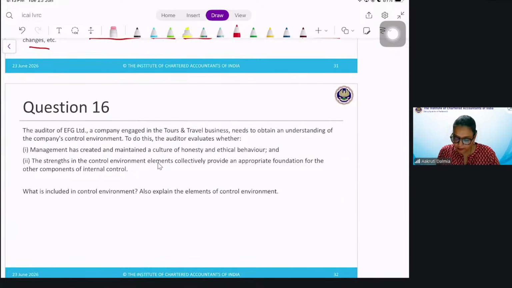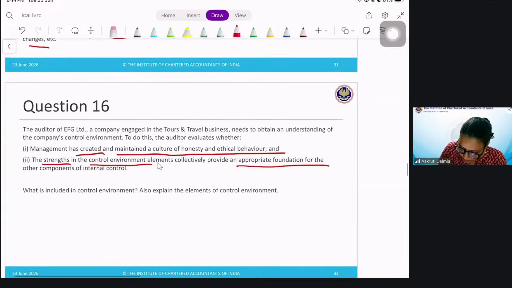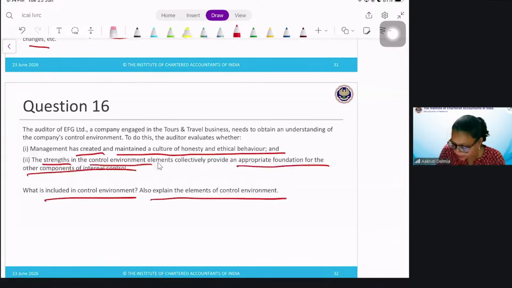Question number 16. Auditor of EFG Limited, a company engaged in tours and travel business, needs to obtain an understanding of the company's control environment. To do this, the auditor evaluates whether management has created and maintained a culture of honesty and ethical behavior. The strengths in control environment provide foundation for other control elements. What is included in control environment? Explain the elements of control environment.